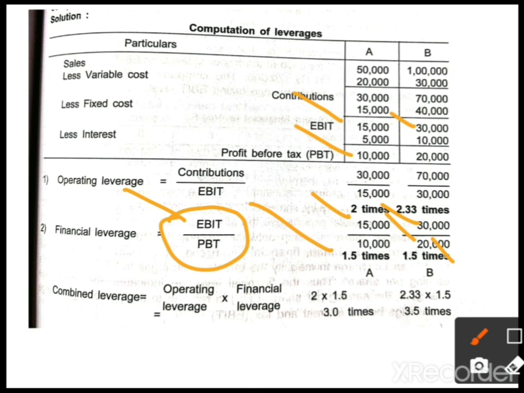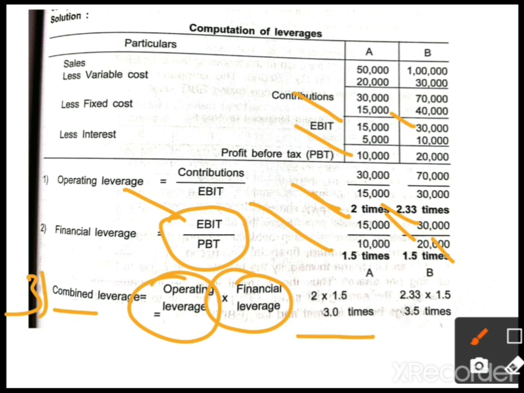And we move to one more leverage, that is combined leverage, the third one. Operating leverage into financial leverage. See, operating leverage for company A is what? 2. And financial leverage for company A, 2 into 1.5, that is 3 times. And in the same way, operating leverage of company B 2.33 and financial leverage of company B is 1.5. Multiplication of both, we will get the combined leverage, which is what? 3.5 times for company B.